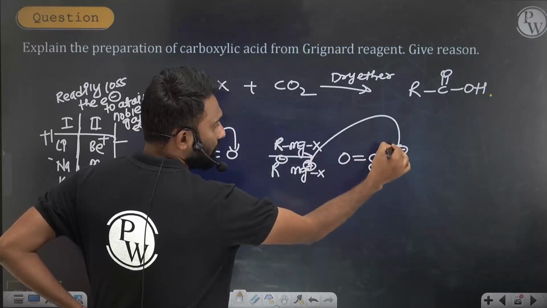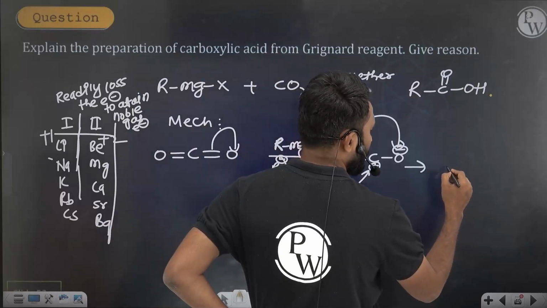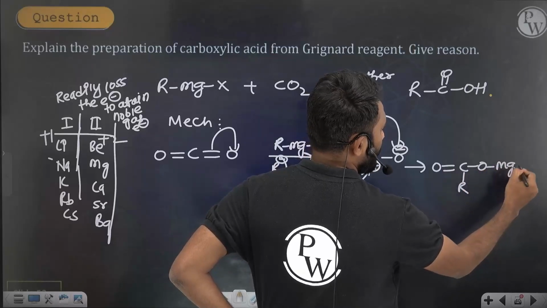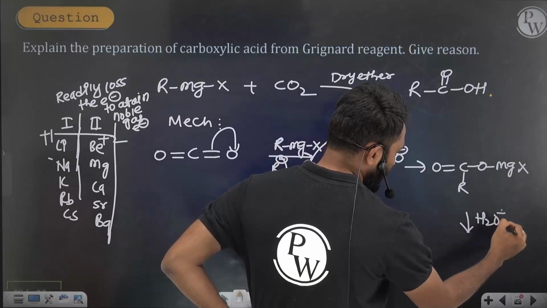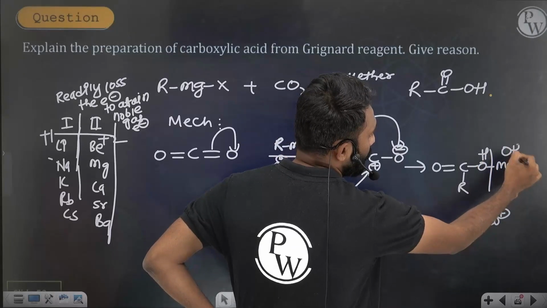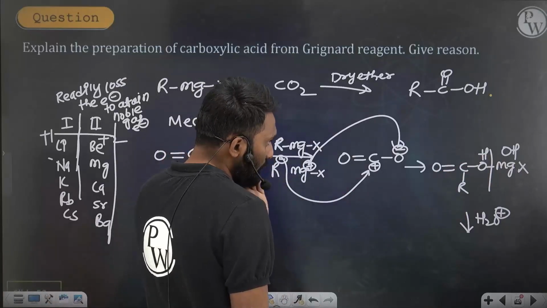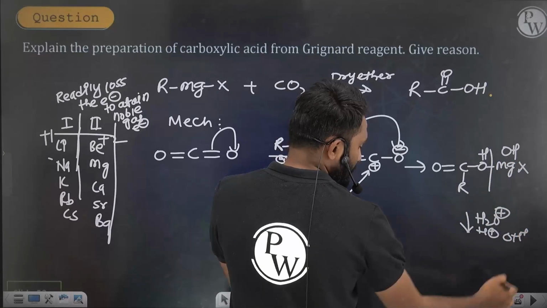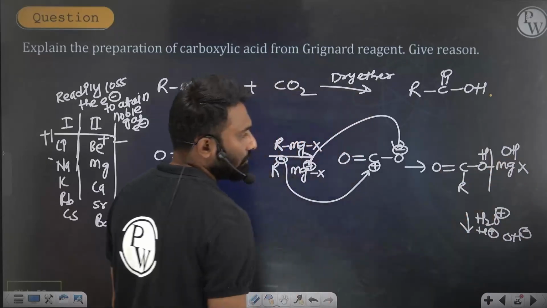Now this positive will go and attack here, and this negative will go and attack here. Clear? Now here double bond O, here this is R, and OMgX. Now upon hydrolysis and heating, break the double bond here, put one hydrogen and put the OH here. Why? Because metals exist in the electropositive nature always. We have H plus and OH minus. Now this OH minus will go and attack the Mg, and H plus will go and attack the oxygen.